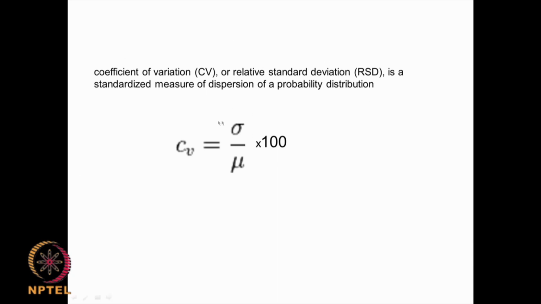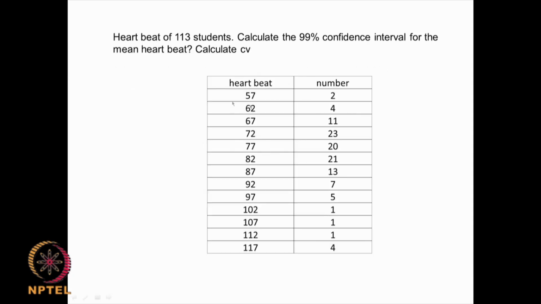So, that way CV is also a very useful property which we can calculate and make use of in comparing different data sets. Okay, let us look at a problem. The heartbeats of 113 students are given there, that is 2 students have 57 beats per minute, 4 students have 62, 11 students have 67 and so on. If you add up all these, it comes to 113. It goes right up to 117, that means 4 students have a heartbeat of 117.